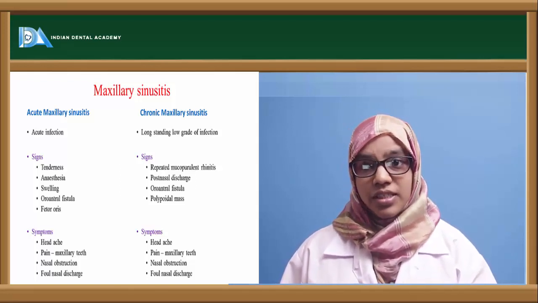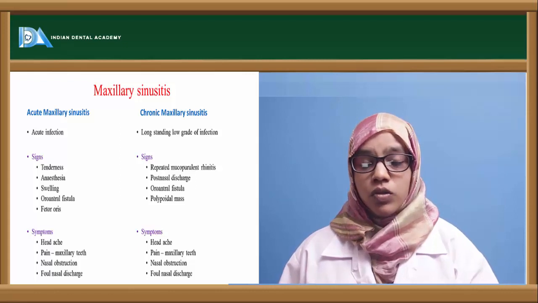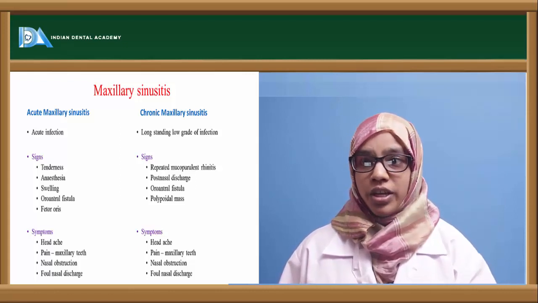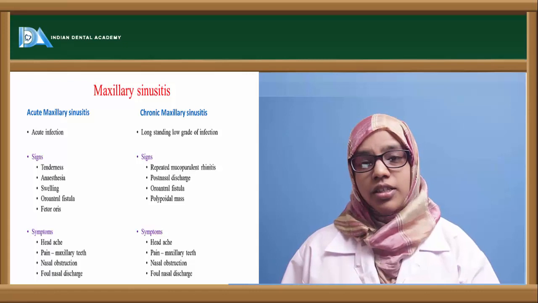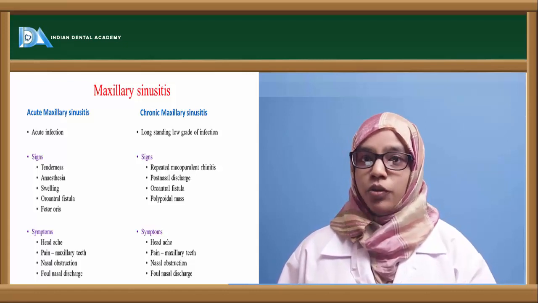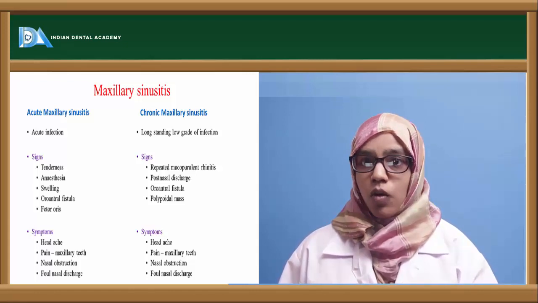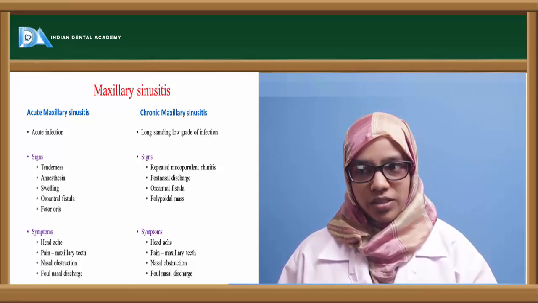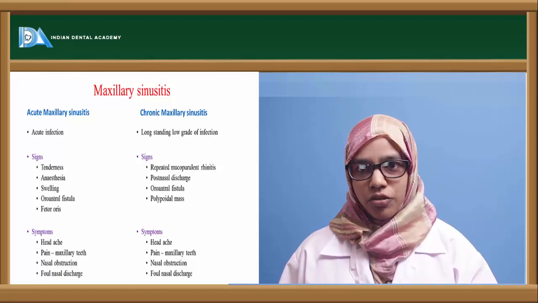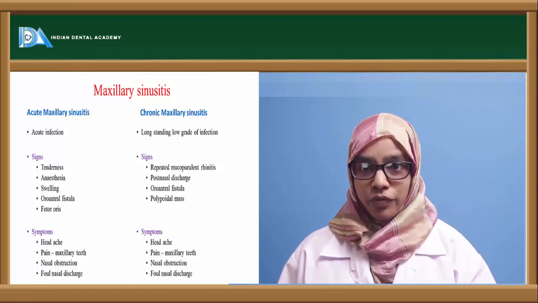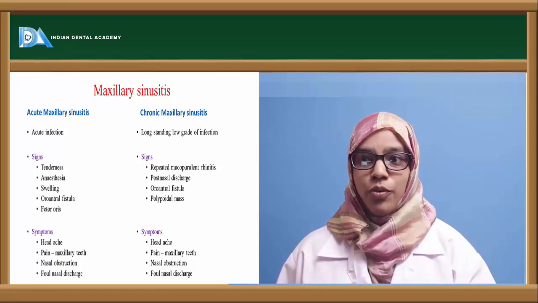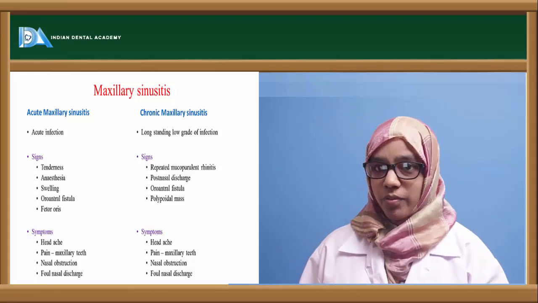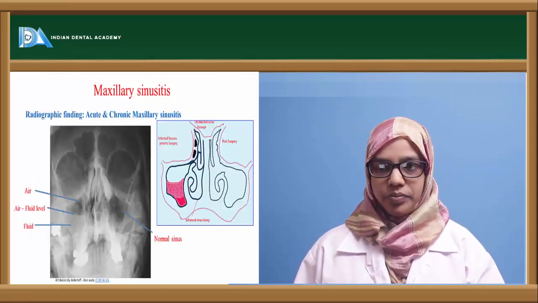As the name suggests, it is chronic, that is, it is because of a long-standing, low-grade infection. Here, the signs and symptoms will be similar to acute maxillary sinusitis. Along with that, the patient will also complain of recurrent mucopurulent pus discharge, post-nasal drip, and there will be a frank oro-antral fistula, an epithelialized oro-antral fistula, and a polypoidal mass associated with it.